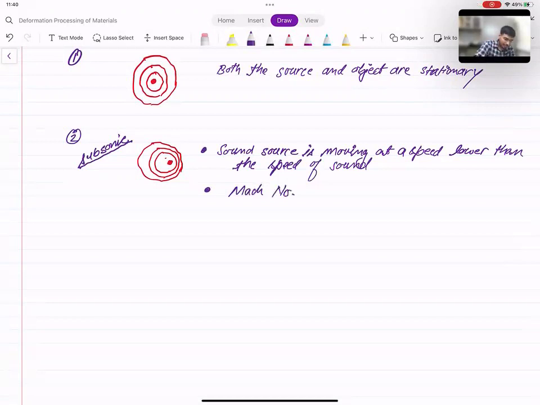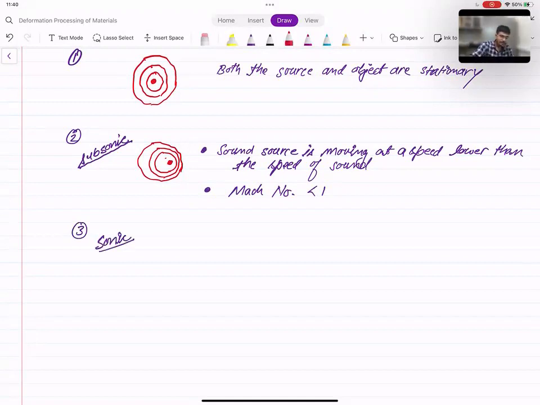Mach number less than 1. Okay, so this is the subsonic wavefront. Now, the next one is when the speed of the object, or speed of the sound source, is the same as that of the speed of sound. In that case, how will the wavefront appear? That will be known as sonic. Okay, so the next one is the sonic wavefront.